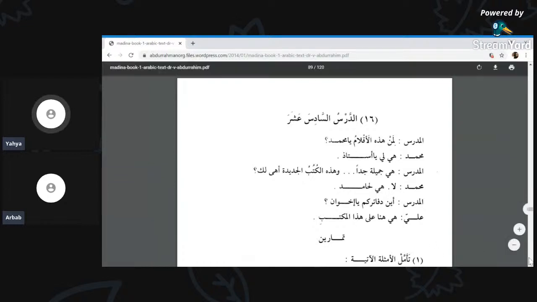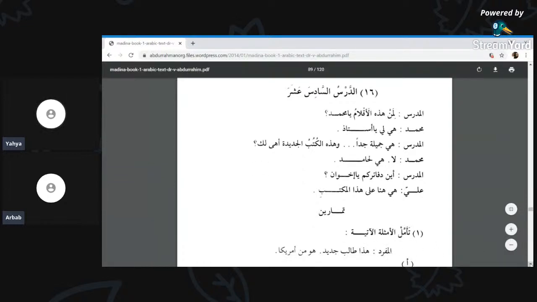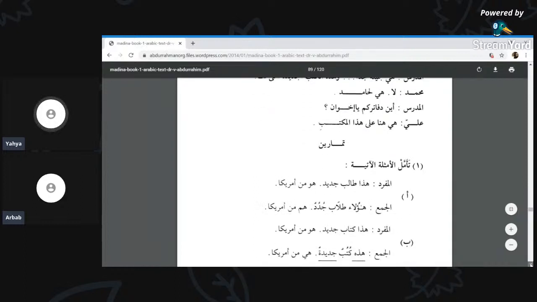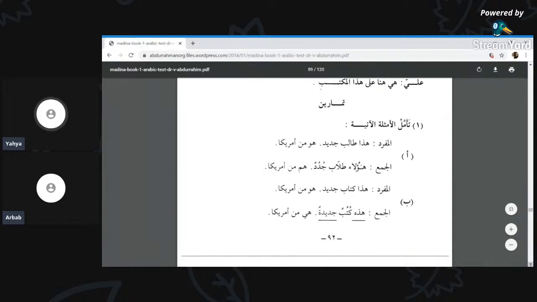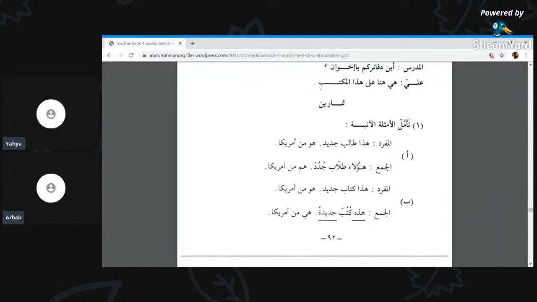Right, we have a small, short conversation. Okay, let's have a look at this. You've got al-mufrad. So هذا طالب جديد هو من أمريكا. That's singular. Then we've got al-jam. So this is mufrad and jam of section alif, if you like. There's two sections, alif and ba. Section alif, you've got mufrad and jam. هؤلاء طلاب جدد هم من أمريكا. These are new students. They are from America.